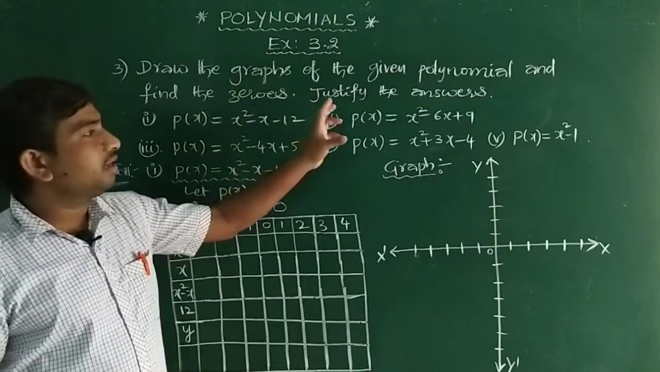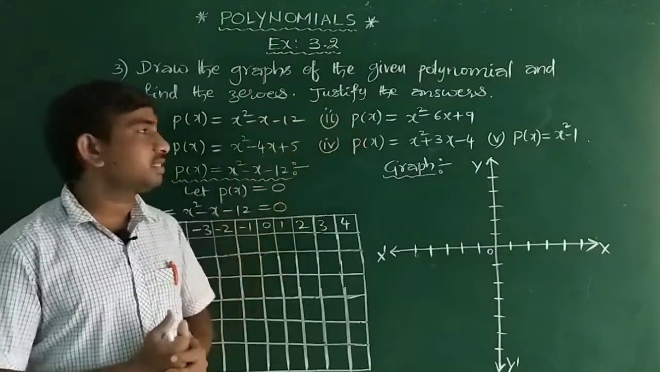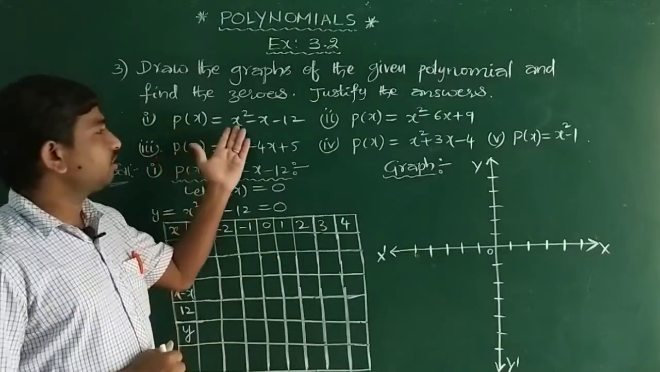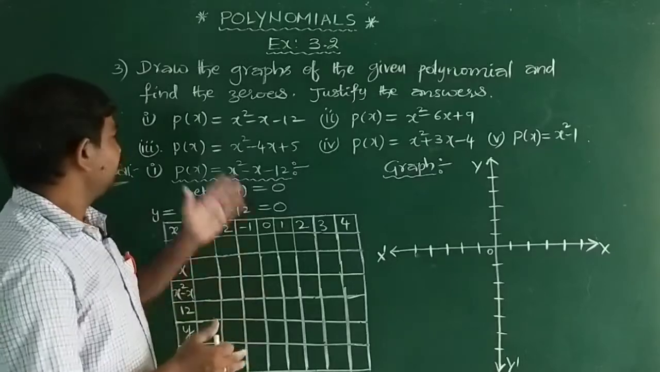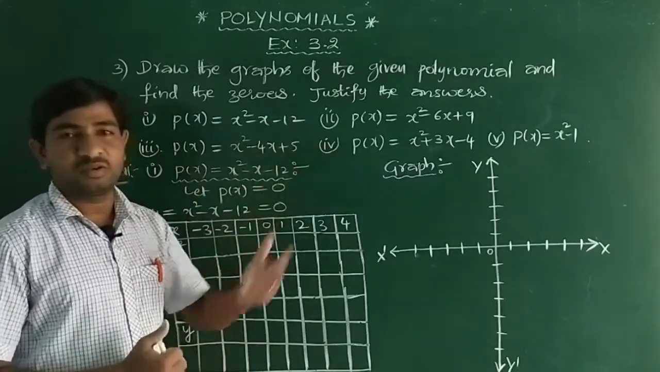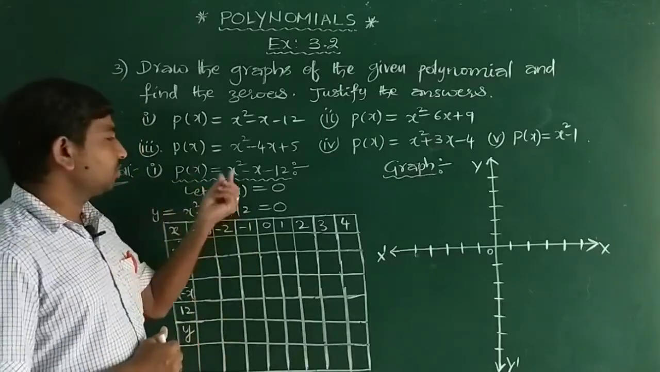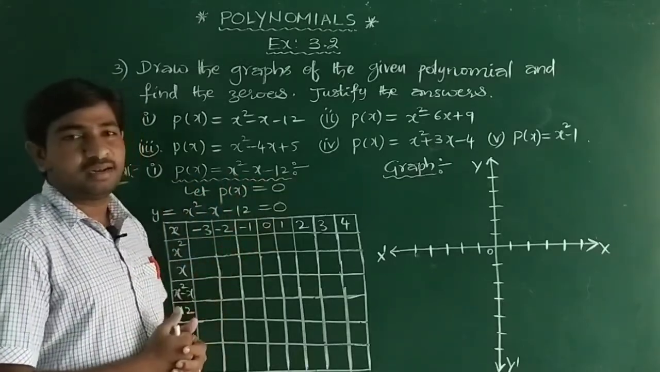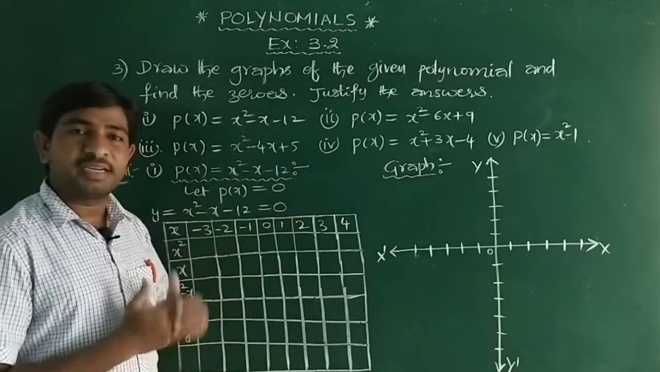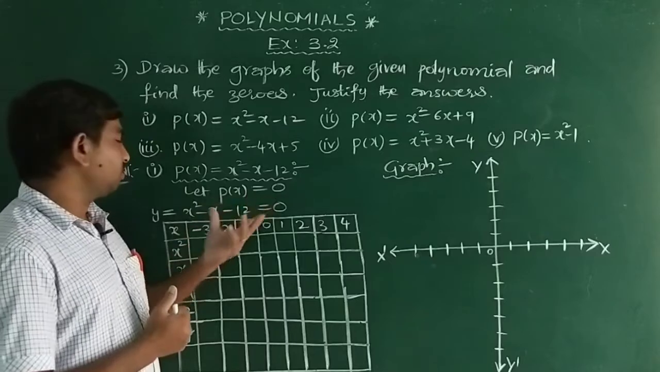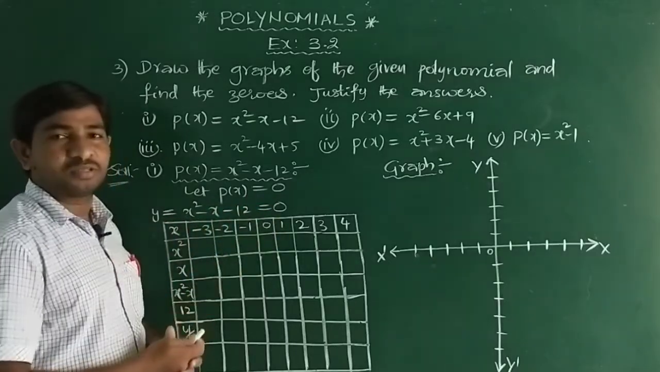Draw the graphs of the given polynomials and find the zeros, and justify the answers. So p of x equals x square minus x minus 12, this is the first problem we can do now. Okay, the second, third, and fourth problems we will do next. So first, p of x equals x square minus x minus 12. To find the zeros of this quadratic polynomial, how many zeros will we get? 2 zeros. So let p of x equal 0, that is, y is equal to x square minus x minus 12 is equal to 0.